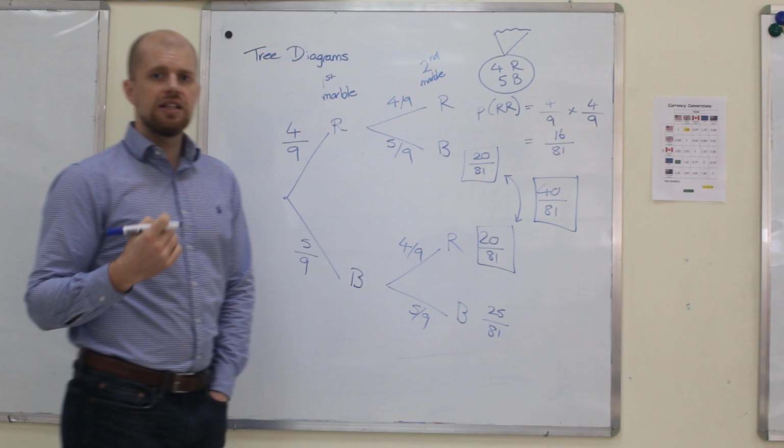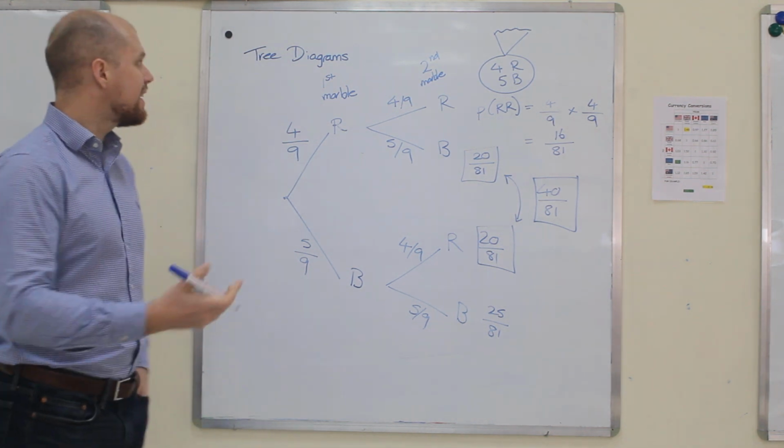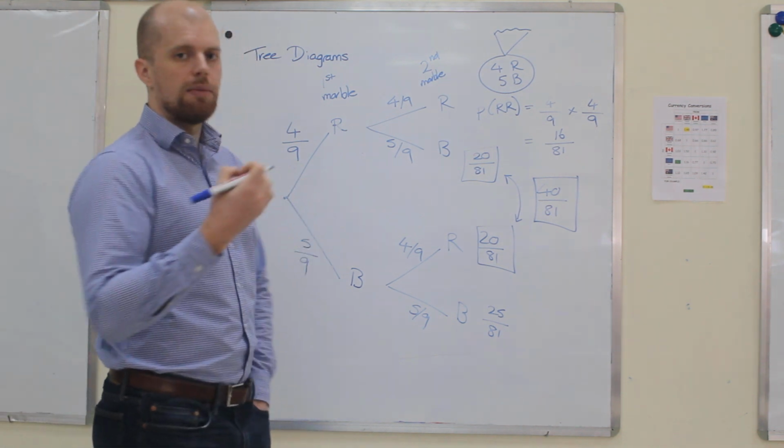And that's how you use tree diagrams to calculate probabilities when the probabilities don't change, i.e. the events are mutually independent.